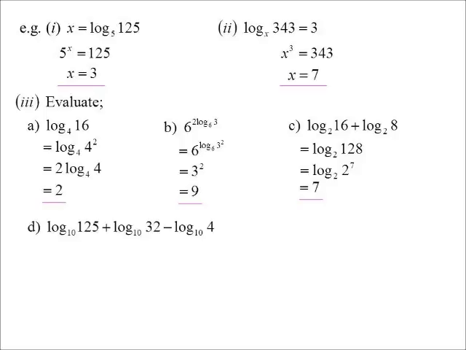They're all base 10. Now, this is where it becomes a bit harder to do that because 10 to the power of what is 125? Well, hang on. That doesn't work out nice and neat. So I'm going to use my log laws. Adding, we multiply, so 125 times 32. Then that divided by 4. Phew, wasn't that nice? Worked out to be 1,000. 10 to the power of what's 1,000? 3.